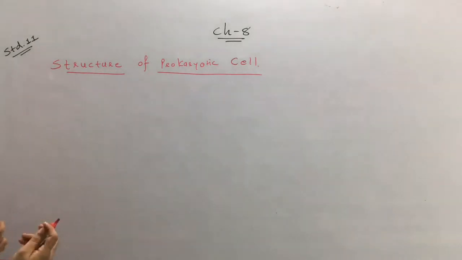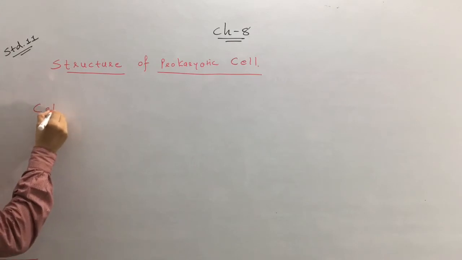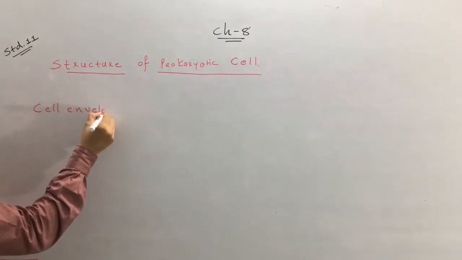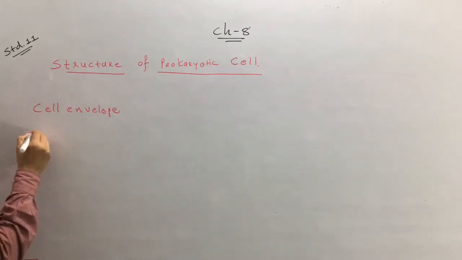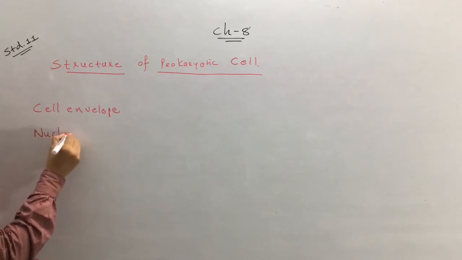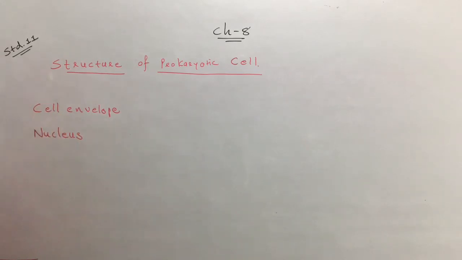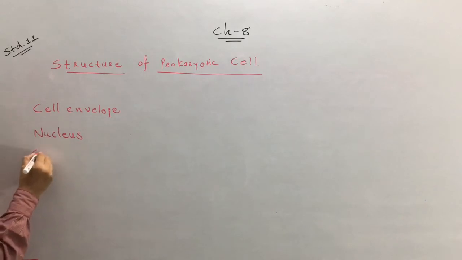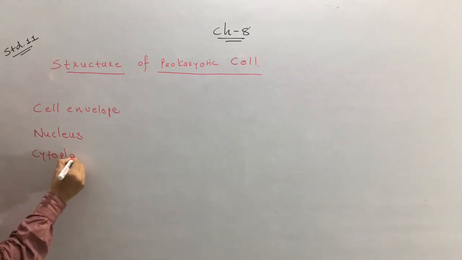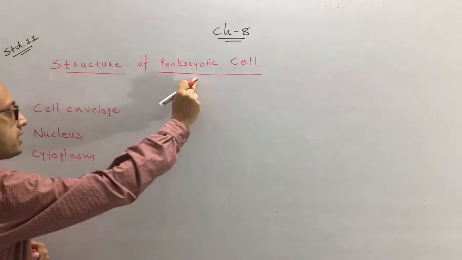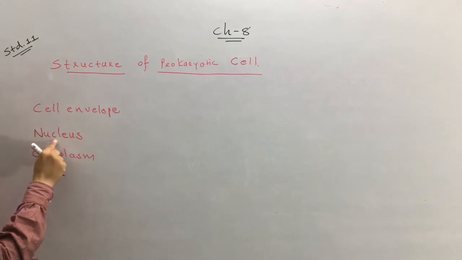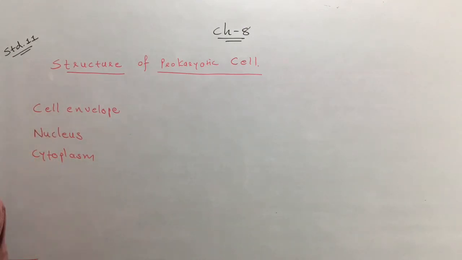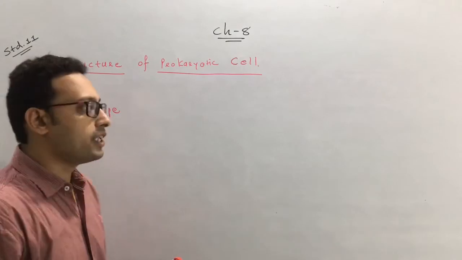A prokaryotic cell, like the other cells, contains three components. The first component is called the cell envelope. This is the first component that you can find in any cell. The second component you can find in any cell is a nucleus. And the third component you can find in any cell is the cytoplasm. So like the other cells, the prokaryotic cell or the bacterial cell possesses all these three: cell envelope, nucleus and cytoplasm. So let's start a drawing of this prokaryotic cell.